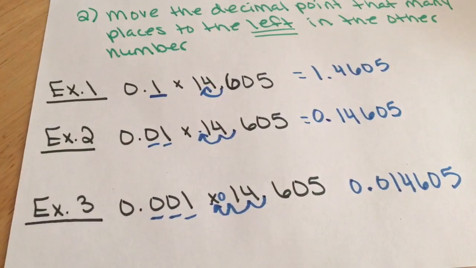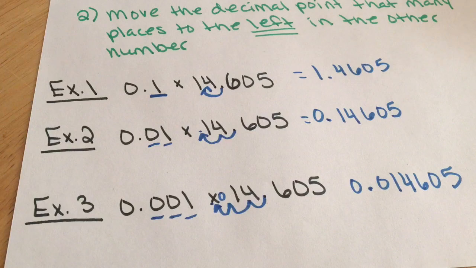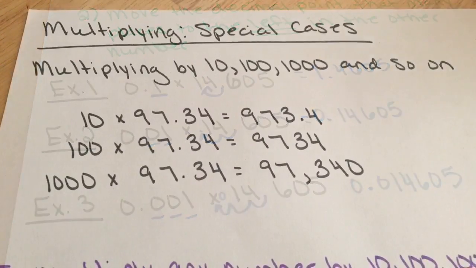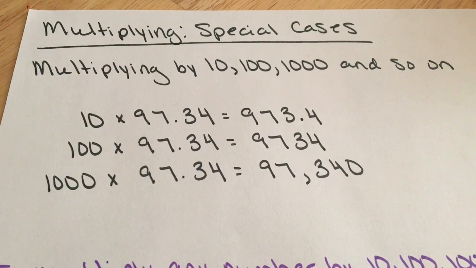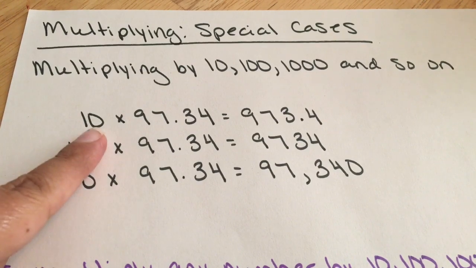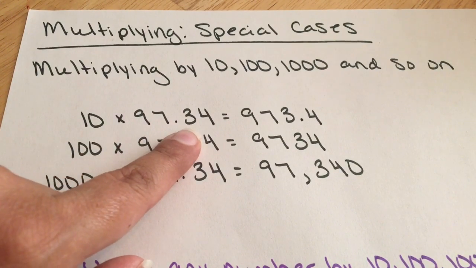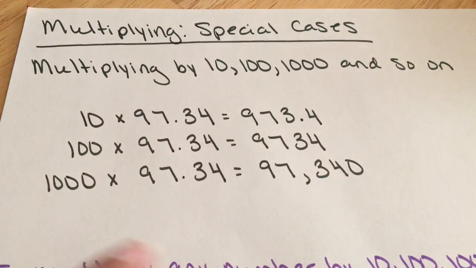So those were our special cases with small decimal numbers. If we have special cases with small decimal numbers, then we probably have special cases with large decimal numbers, which we're about to see next. So now we're going to be again multiplying decimals, another special case with, as I said before, the large decimal numbers, these large powers of 10, like 10, 100, 1,000, 10,000, 100,000, and so on. So again, we should note a pattern. I have 10 times 97.34. I end up with 973.4.